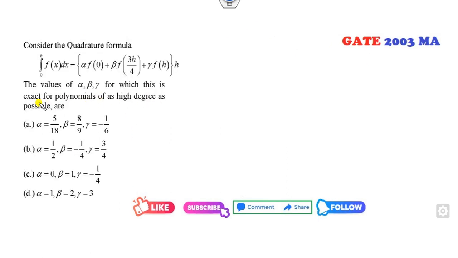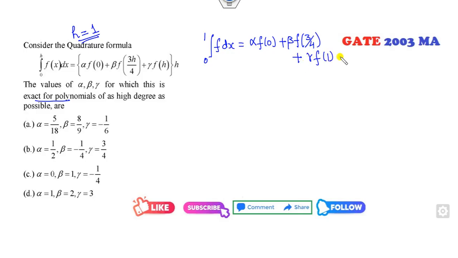Okay, look at this one. Exact for polynomials of as high a degree as possible. Again, h is not given to you. I can assume h is 1. Again, the answer is not dependent on h. So this formula becomes alpha f of 0, h is 1, plus beta times 3 over 4, plus gamma times f of 1 into h. You may take h as 2. That's your choice. Fine.